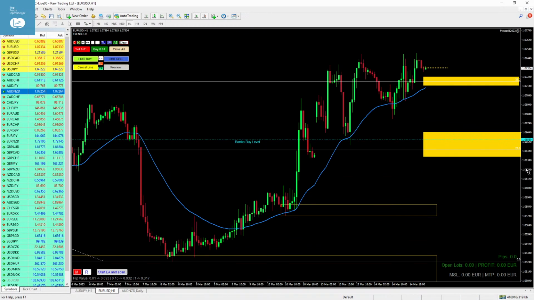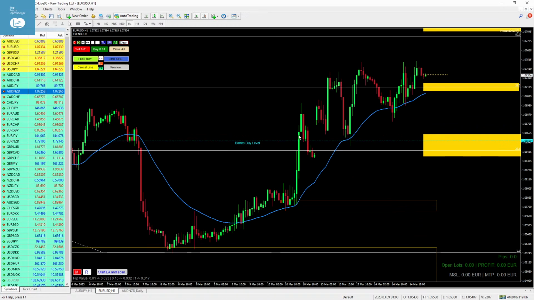So maybe we see a bounce again in this area here. Let's see, where is my drawing tool? I don't have it at the moment. It's here. Maybe it comes again into this order block, and then it could go higher to the next one, and this is the 50% level.